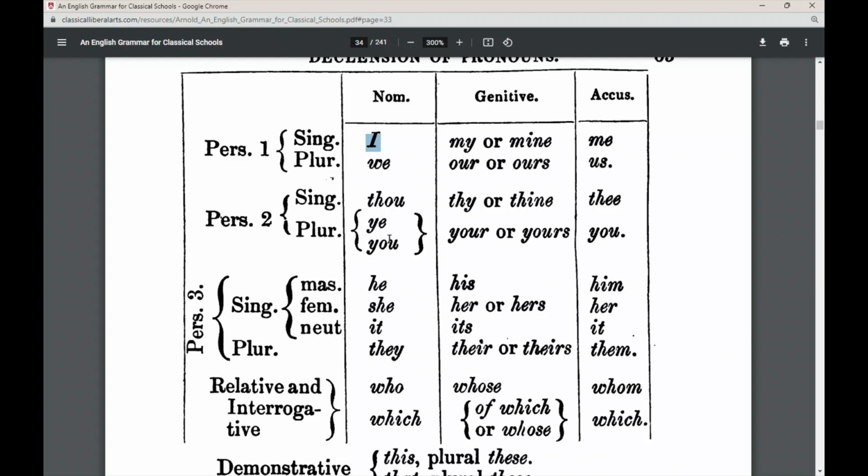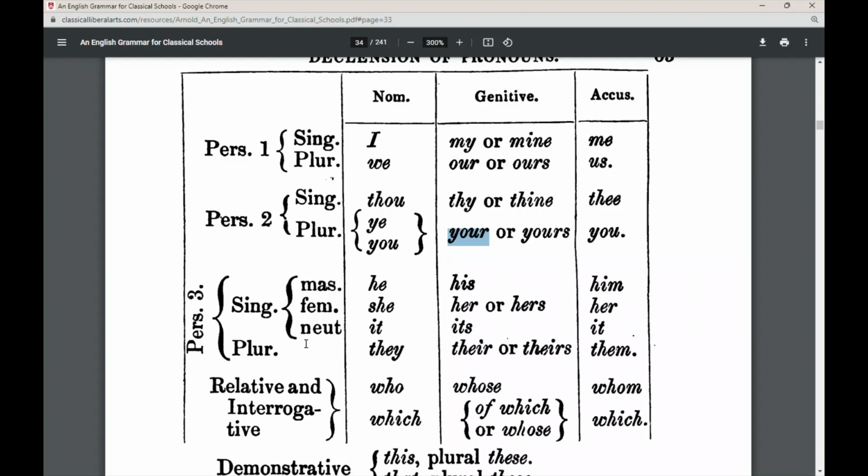In the plural, we have the form you, or we have an older form ye, but let's use the form you. That's the plural second person form of the personal pronoun. We have you in the nominative case, your in the genitive case, and you in the accusative case. This is the second person pronoun.